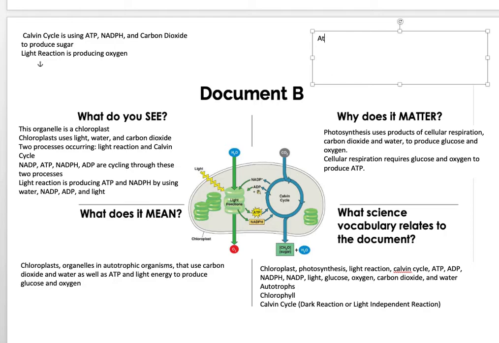ATP, in addition, we'll say adenosine triphosphate, releases energy when it loses a phosphate group. I think I have one too many O's in there. When it loses a phosphate group and becomes ADP, adenosine diphosphate.